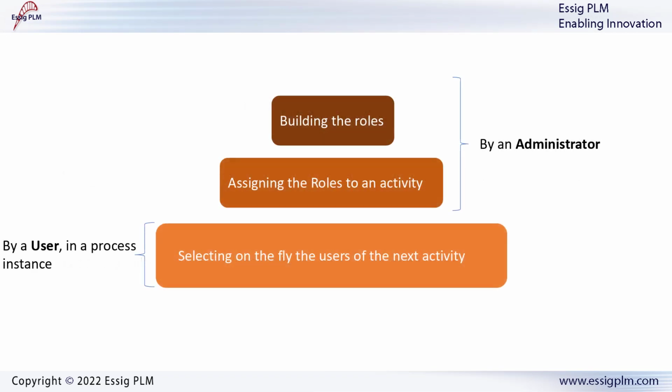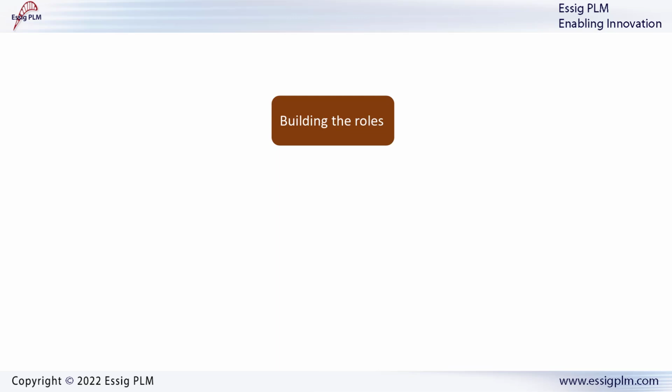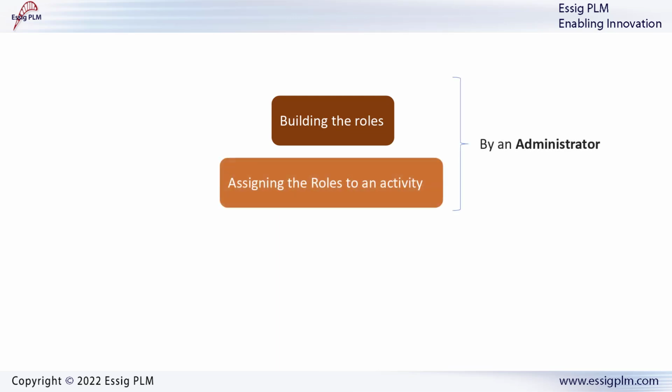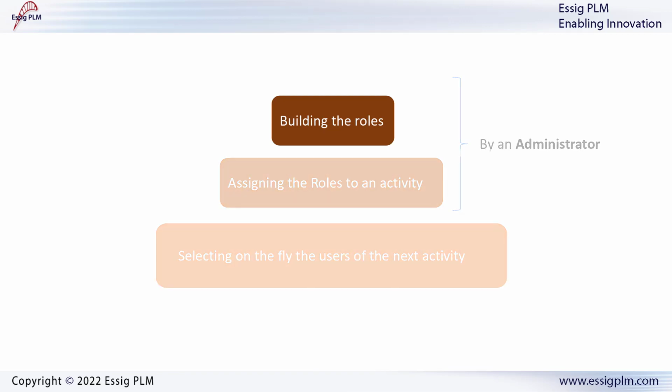Using the roles involves three main steps. The first step is the creation of custom roles by an administrator. The second step requires the administrator to assign the roles to specific activities. The last step takes place during the execution of an instance of the workflow, where the end user has the possibility to utilize the roles to select on the fly the assignees of the next activity. Let's see the first step, building the roles.